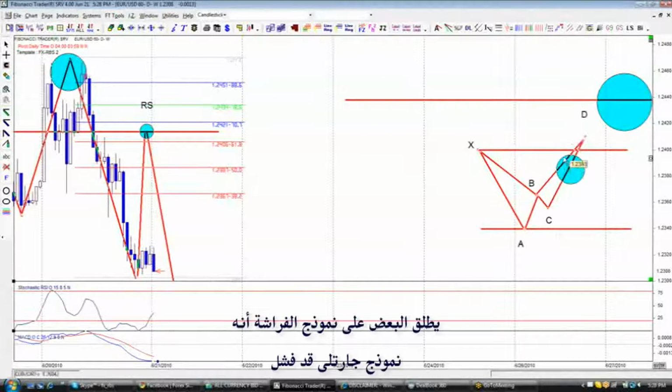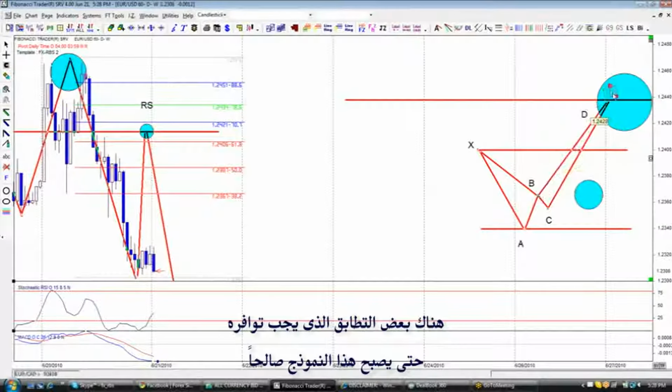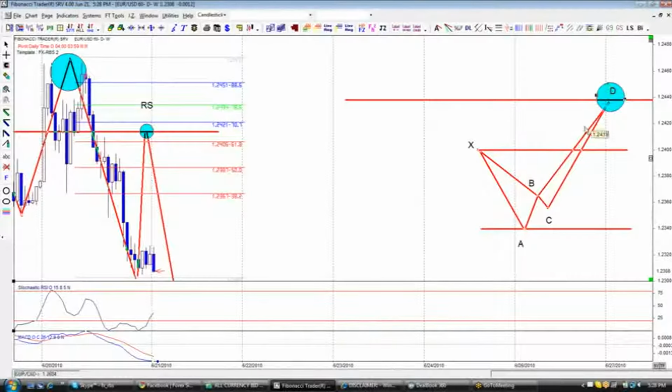Now butterfly, some people call butterflies failed Gartleys. The butterfly will form this D above the X, and it has a few specific convergences that we need to follow in order for this pattern to be valid. Now first, we pull a fib between the X and the A.